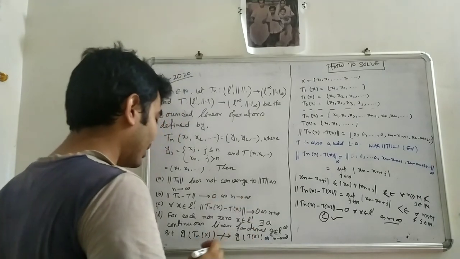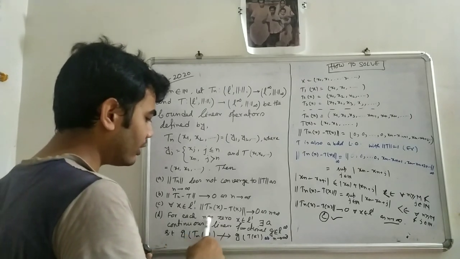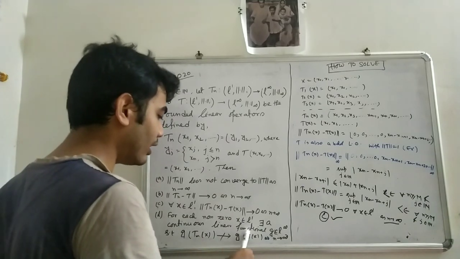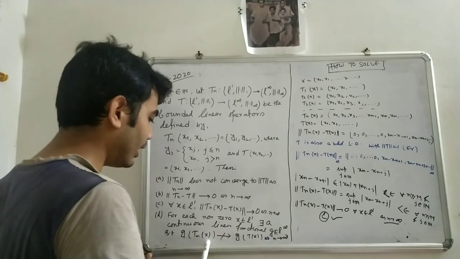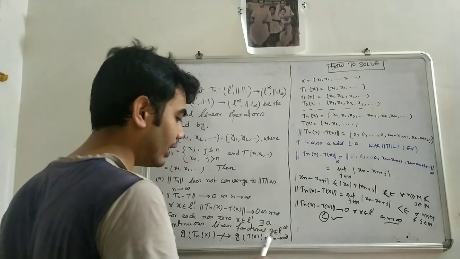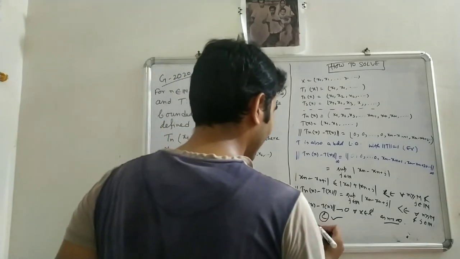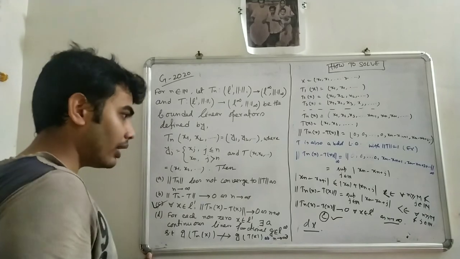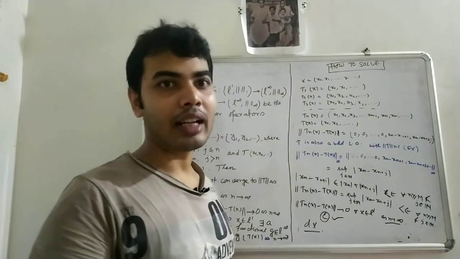But here you see that for each non-zero x belongs to L1, there exists a continuous linear functional g belongs to L infinity such that g of Tnx does not converge to g of Tx as n tends to infinity. So that means option D becomes false. Okay, so our correct option is C. Okay, so this is the way to approach this kind of problem, and I hope you got the idea.